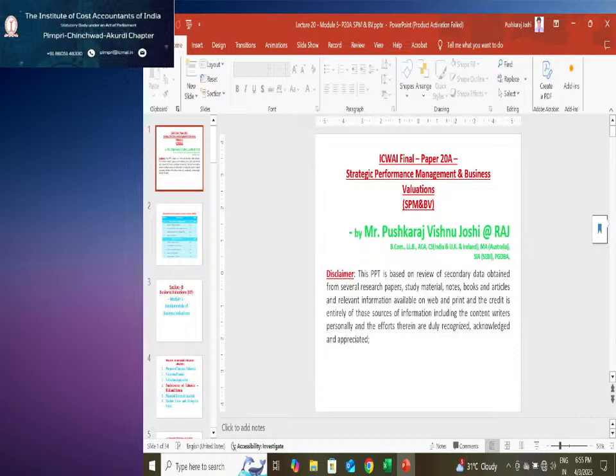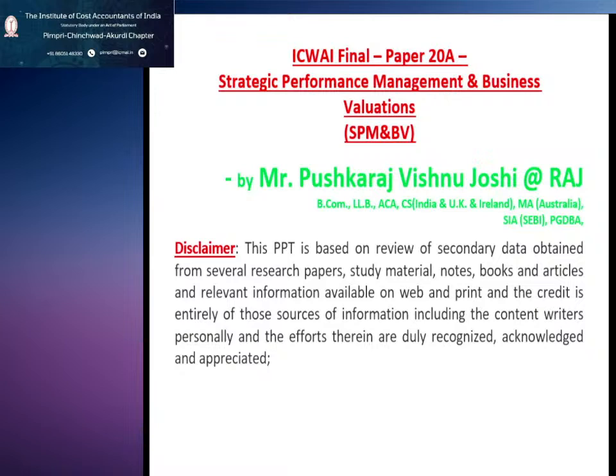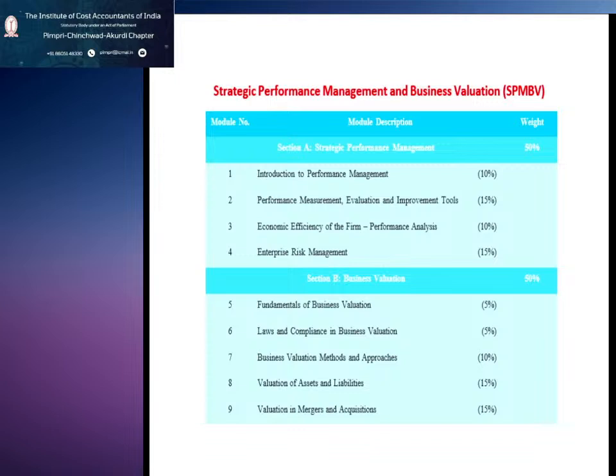So we'll begin, and today a new session and a new chapter. As my style has been, the session is to cover the study material entirely, and that's what has been told by the institute also, that the reference material will be again the study material of the Institute of Cost and Works Accountants of India. And with that we are on to paper 20A, that is strategic performance management and business valuations.